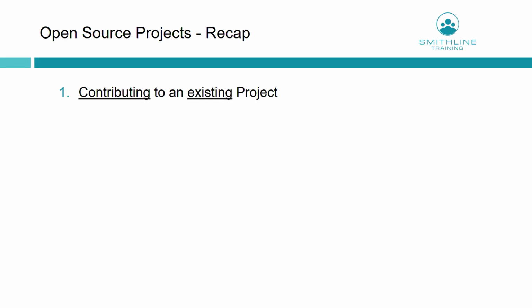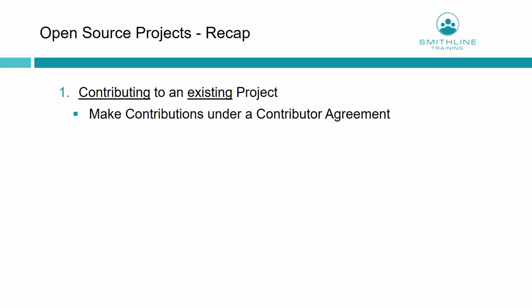So to recap, there are really 2 ways that a proprietary technology company may want to interact with an open source project. The first is you may want to contribute to an existing project, and you do that by making contributions, typically under a contributor agreement, to the project.